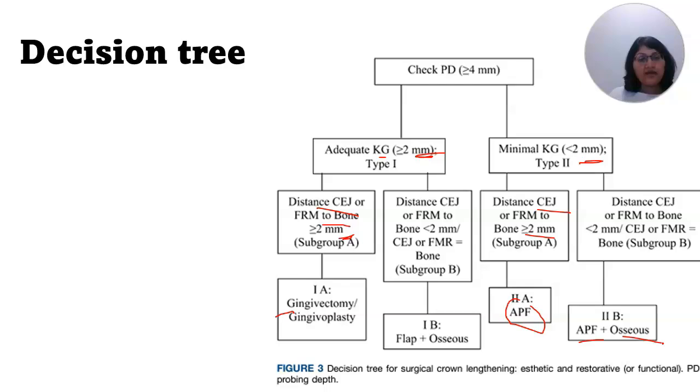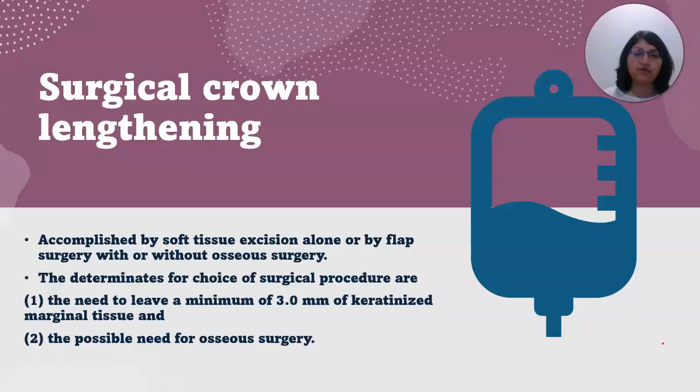However, if you think that this procedure would require, like we said, APF or osseous contouring, and you are not trained to do that, at least you can tell your patient about it, at least tell them what exactly to expect before you send them to a periodontist. So I hope this decision tree makes some sense to you.